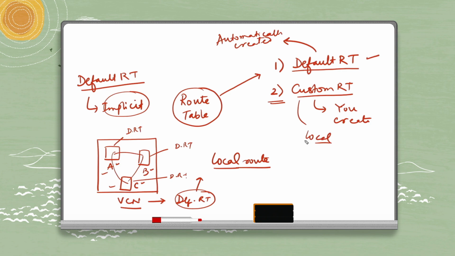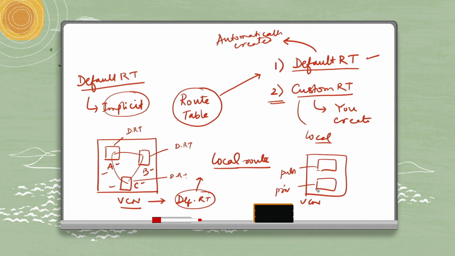Why do you require to create a custom route table? Because in your VCN, we have mentioned that there can be two types of subnets. One can be public, the other one can be private. And to influence the routing of each of these subnets, they typically cannot be associated with a single route table. Hence, we can create custom route table and associate it with, let's say, our public subnet.